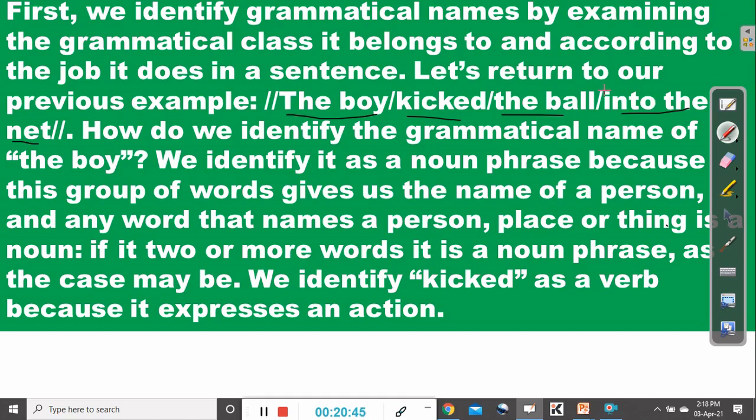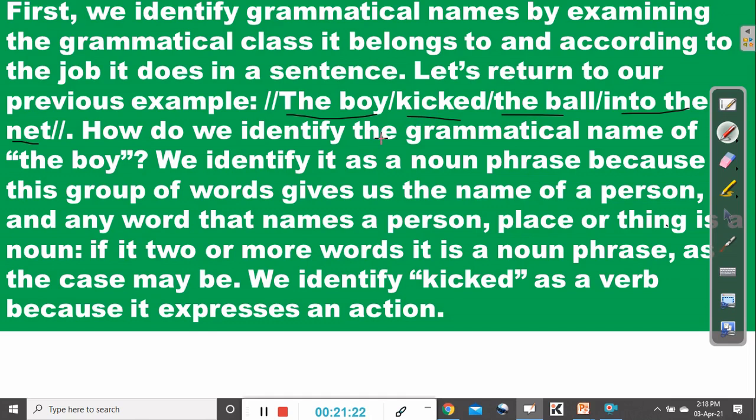So a whole lot of questions can arise as to how the action can be described. And adverbials describe the action. From a verb, you have an adverb. An adverb or an adverbial is a word or a group of words that adds meaning or gives extra information about a verb. So these are different ways of identifying the grammatical names.